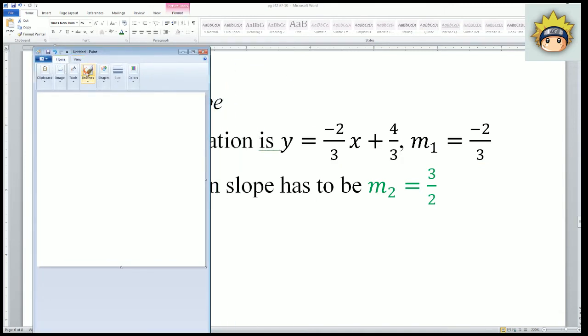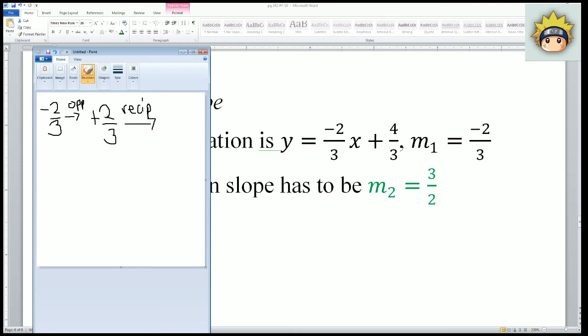Here's my pen. I have negative 2 over 3. Let's do the opposite first. What's the opposite of negative 2 over 3? Positive 2 over 3. Now we want to find the reciprocal.